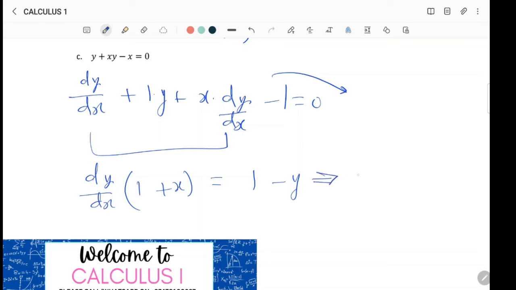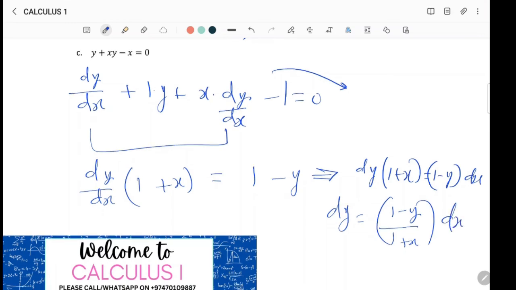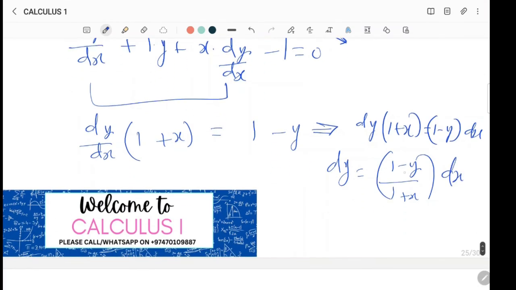So what we got? dy times (1 plus x) equals (1 minus y) dx, right? dy (1 plus x) equals (1 minus y) dx, or we can write dy equals (1 minus y) over (1 plus x) dx, or we can write 1 over (1 minus y) in the denominator of dy.